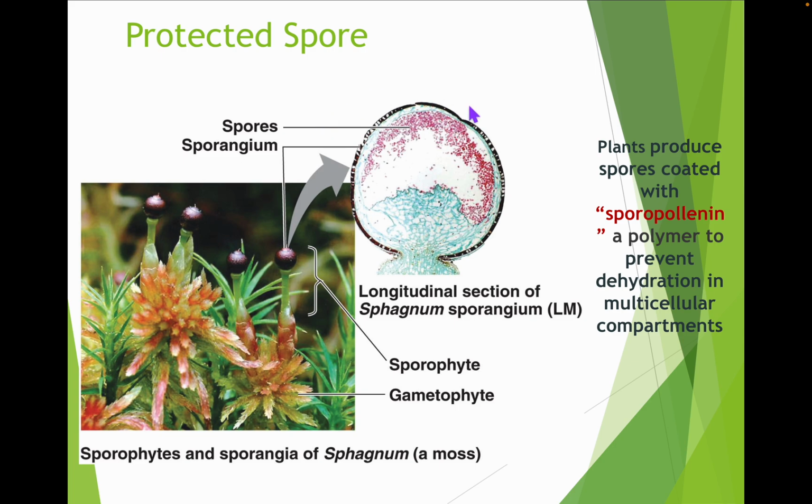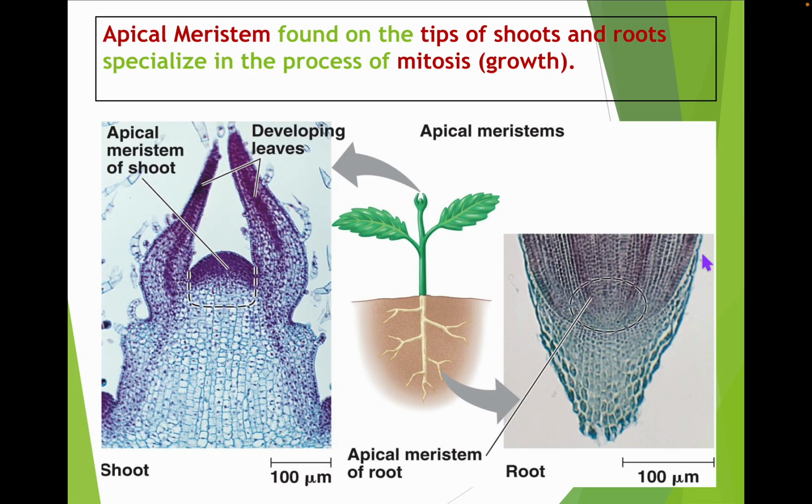So we have a protected spore here that we're looking at. Here is the sporophyte. Here is the gametophyte part of the plant. This is a section of a spore, okay? Plants produce spores coated with this polymer that prevents dehydration. Okay. The apical meristem is something you're going to be learning about very soon. It's found in the tips of shoots and roots and specialized in the process of mitosis. This is important in helping plants grow.